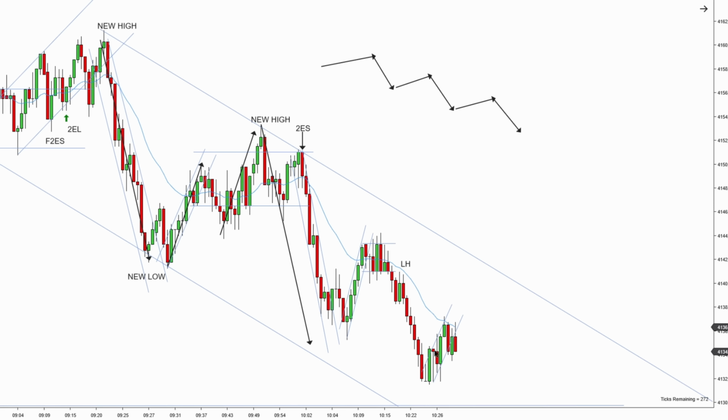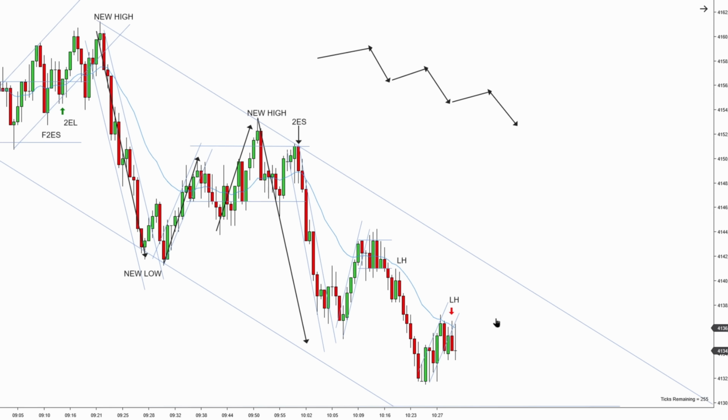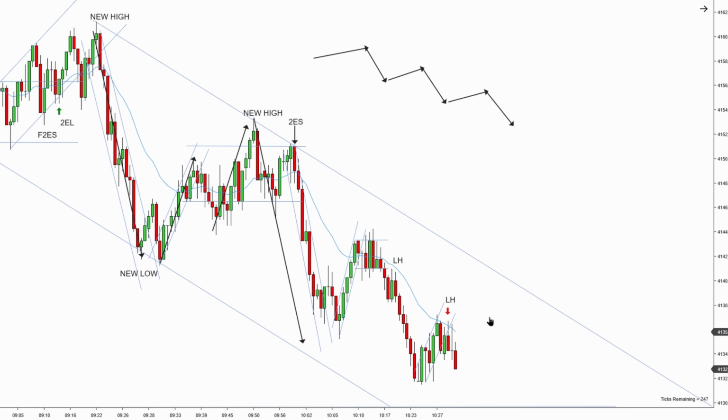We have new low, first entry short, second entry short, lower high. Now, I didn't like this lower high at the time, but I am going to mark it because it is an okay setup to take a chance. I'm actually going to mark it. Why I didn't like it?